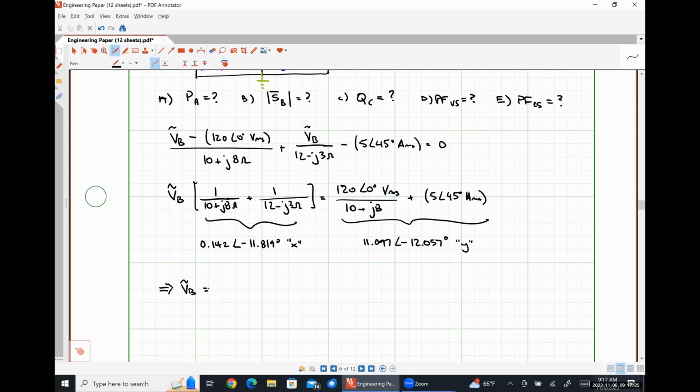From this, VB is equal to Y divided by X, and I get 77.917 with an angle of negative 0.238 degrees volts RMS.